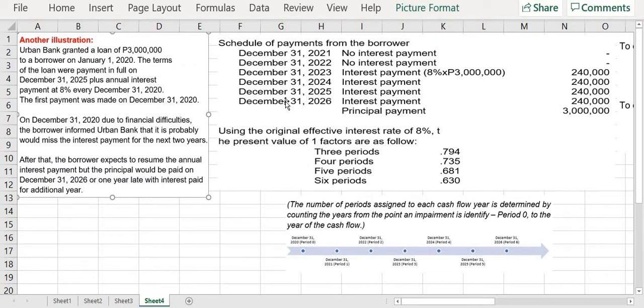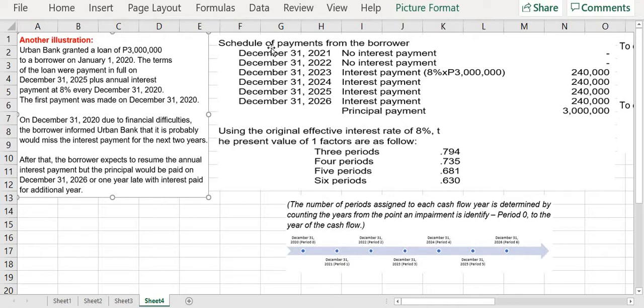So, ginawa ito siya in December 31, 2020. And ito daw yung cash flows. Ayan. So, yung i-compute natin na present value factor is also from December 31, 2020.